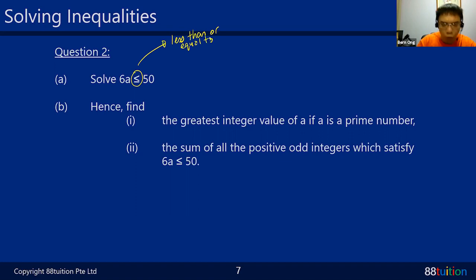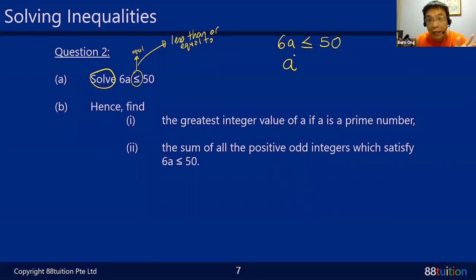So how do you solve it? The question says solve. Just treat this symbol like an equal sign. So 6a is like equal to 50, but the symbol means smaller or equal. You do the same. How to find a? Solving means finding the unknown. Down here in the center is a times, so if you bring it across, it will give you a divide. So it will be 50 divided by 6.